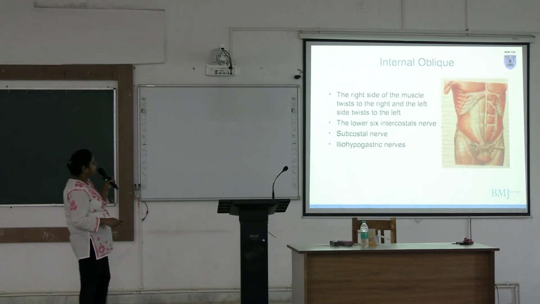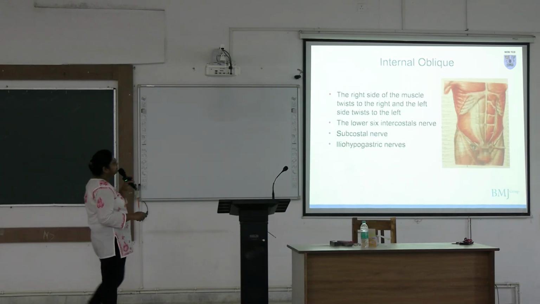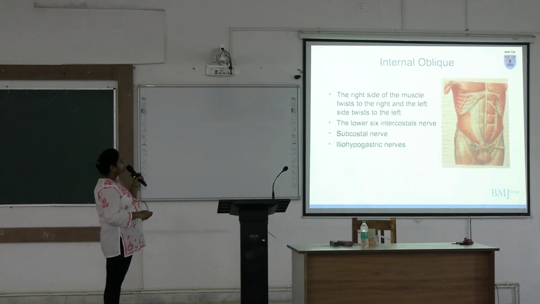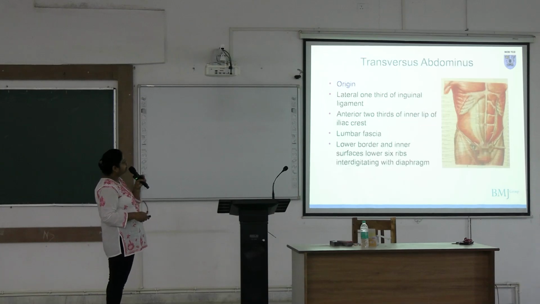The right side of the muscle twists to the right, and the left side twists to the left. These are the functions of the internal oblique. And these are the nerve supply: the lower 6 intercostal nerves, subcostal nerve, and iliohypogastric nerve.